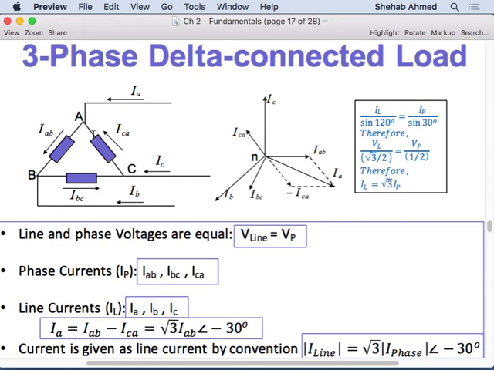If they are not 120 degrees apart, I want to do Kirchhoff's voltage law around this loop. If these are DC sources, this current is in this direction, so the voltage is in the opposite direction. Voltage polarity will be the opposite of the current polarity, correct?